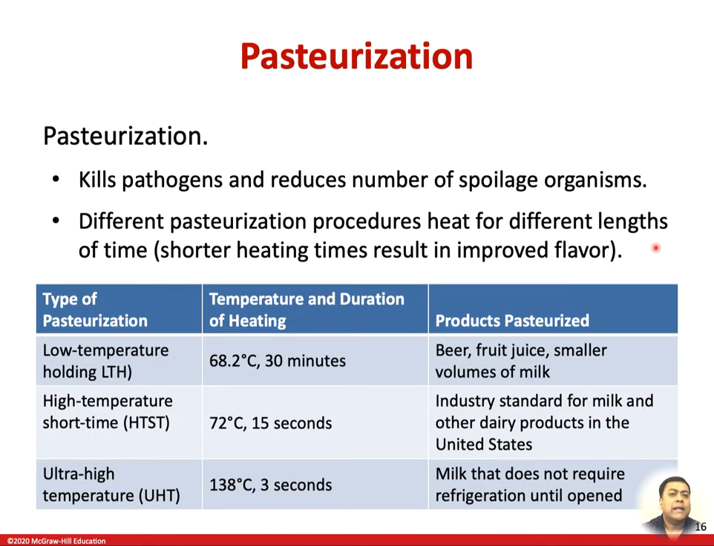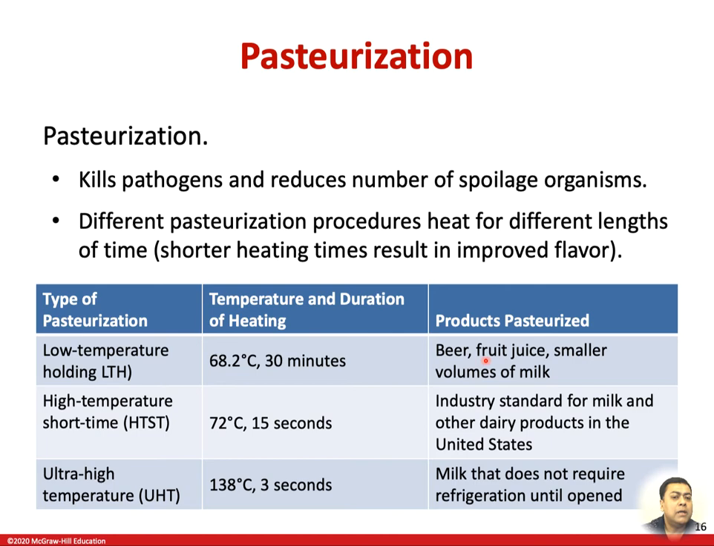Then what we are looking at is pasteurization, and it kills the pathogens and reduces the number of spoilage organisms. And there are different pasteurization procedures, heating for different lengths of time. Shorter heating times result in improved flavor because many of the proteins can quickly get denatured at higher temperature, and that can lead to some loss of flavor. So let's take a look at what they are. The low temperature holding, which is called batch processing. In this batch processing, the temperature is raised to 68.2 degrees Celsius and it is kept for 30 minutes.